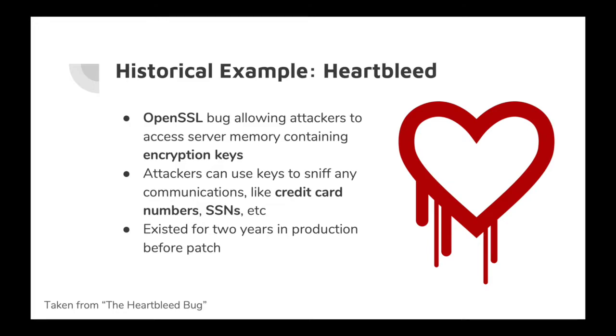A famous historical example of a web vulnerability is Heartbleed, which is a bug in OpenSSL allowing attackers to access server memory containing encryption keys. Using these keys, attackers can then sniff any communications, such as credit card numbers, social security numbers, and so on. The crazy thing about this vulnerability is that it existed for nearly 2 years in production before being patched.